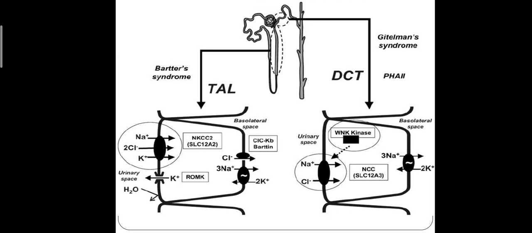These are two clinical scenarios. What is meant by Bartter's syndrome? Mutation of the sodium chloride potassium channel in the thick ascending loop of Henle, which can present as a congenital anomaly. And Gitelman syndrome, there is mutation of the NaCl symport in the DCT.